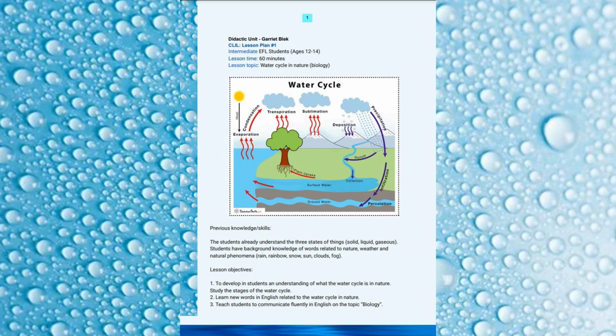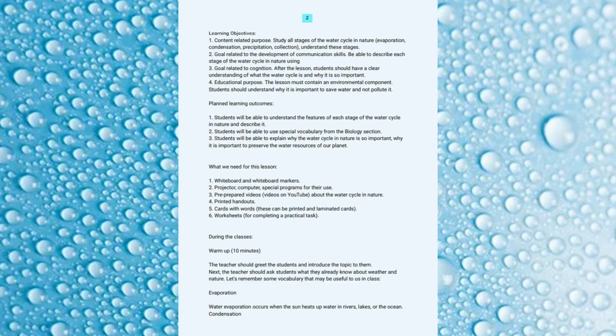Lesson objectives. Number 1. To develop in students an understanding of what the water cycle is in nature. Study the stages of the water cycle. Number 2. Learn new words in English related to the water cycle in nature. Number 3. Teach students to communicate fluently in English on topic biology.